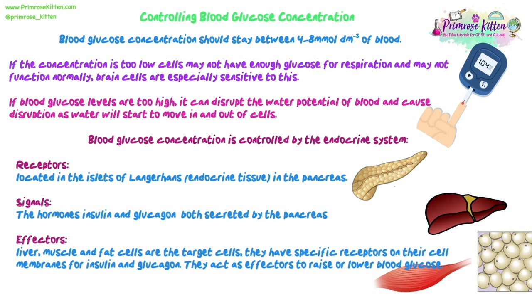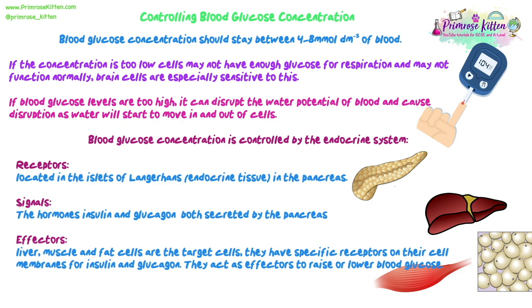Let's have a think about how we're going to control this then. So the blood glucose concentration is going to be controlled by parts of the endocrine system. So it's to do with hormones, and we're using glands to be able to control this. The receptors that are going to be detecting the blood glucose levels are located in regions called the islets of Langerhans, which is the endocrine tissue inside the pancreas.